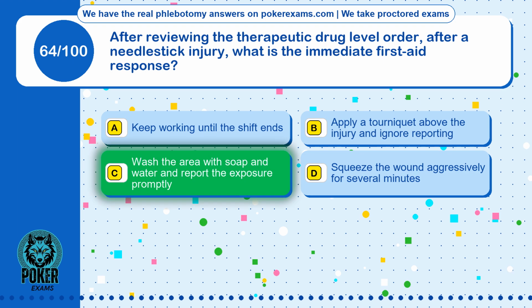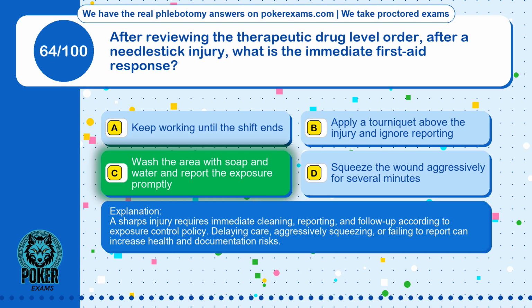The correct answer is option C. Wash the area with soap and water and report the exposure promptly. A sharps injury requires immediate cleaning, reporting, and follow-up according to exposure control policy. Delaying care, aggressively squeezing, or failing to report can increase health and documentation risks.